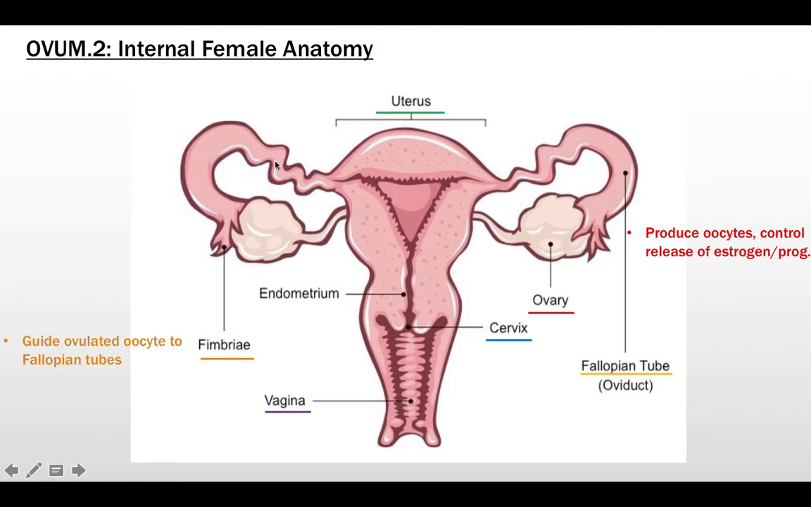Fallopian tubes, uterine tubes, they are the same thing. So these are the little fingers that'll reach out and guide the egg towards that tube, and the egg will then be ushered along it. If fertilization is to occur, that's where it's going to happen. It's going to happen in this fallopian tube.